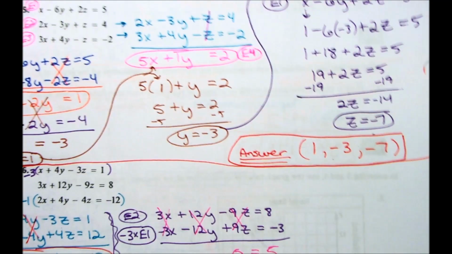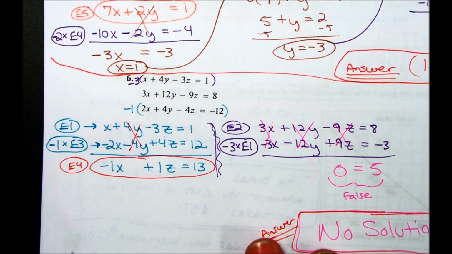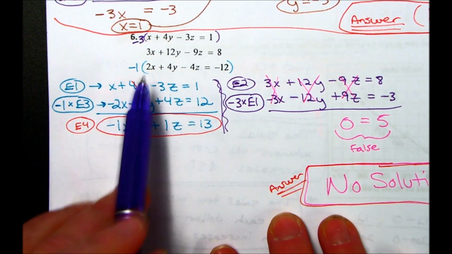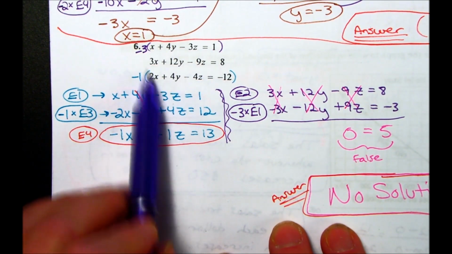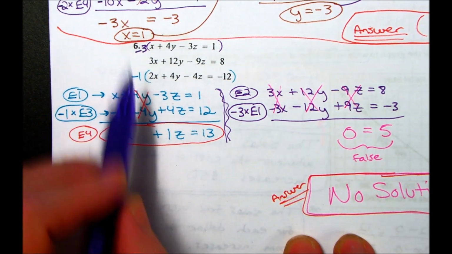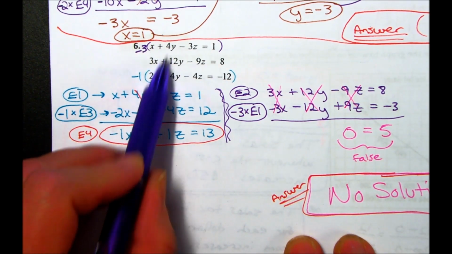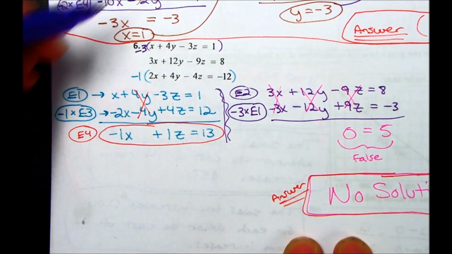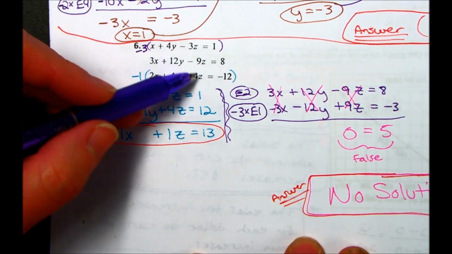All right, number 6. Okay, so it's the same type of problem. It looks the same, and again, you're going to look at the x's, the y's, and the z's and try to figure out which one looks the easiest to eliminate, the x's, the y's, or the z's.